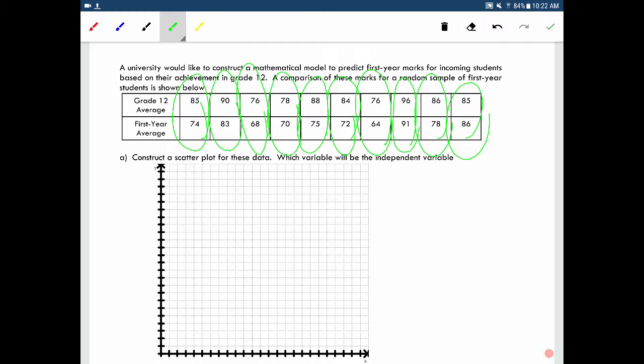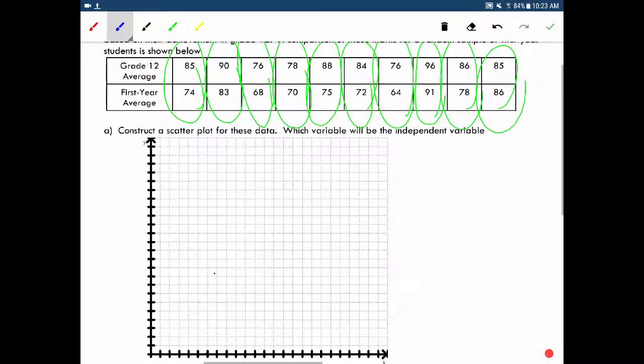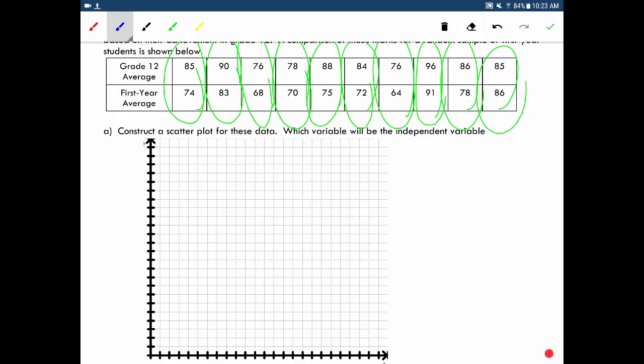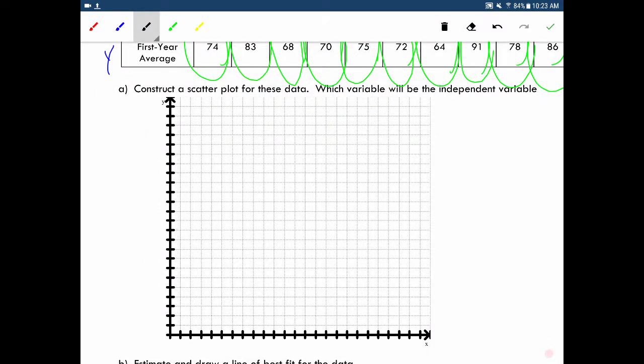So the other thing that we need to decide, first of all, before we even begin to graph this data, is which one is the independent and which one is the dependent. And presumably, we would say that your grade 12 mark is going to tell you your first year mark. It's unlikely you're going to care enough to look back the other way. So we would say that the grade 12 mark is the independent, so we will write it as X, and then the first year marks will be your dependent or your Y. Okay? So I'm going to take a minute and I'm going to graph this and then we'll pick it up.